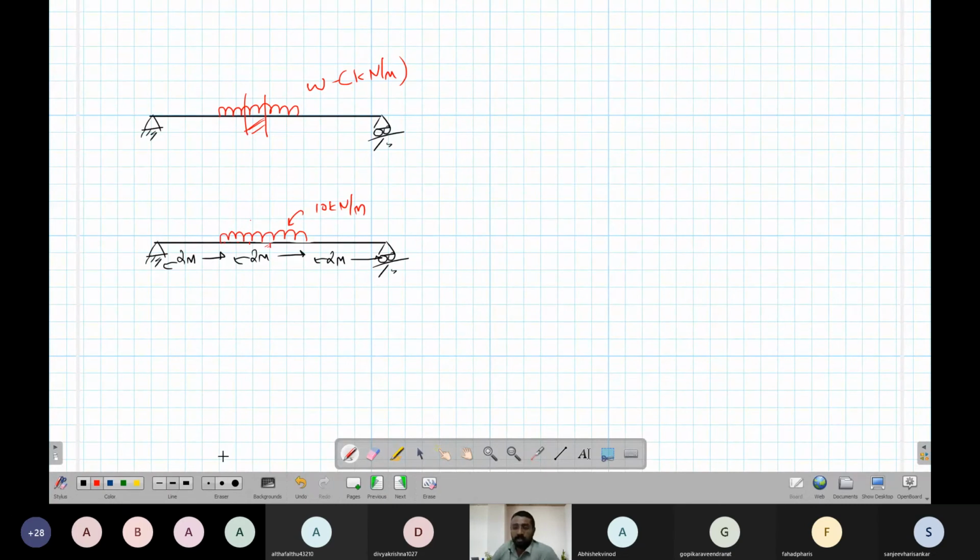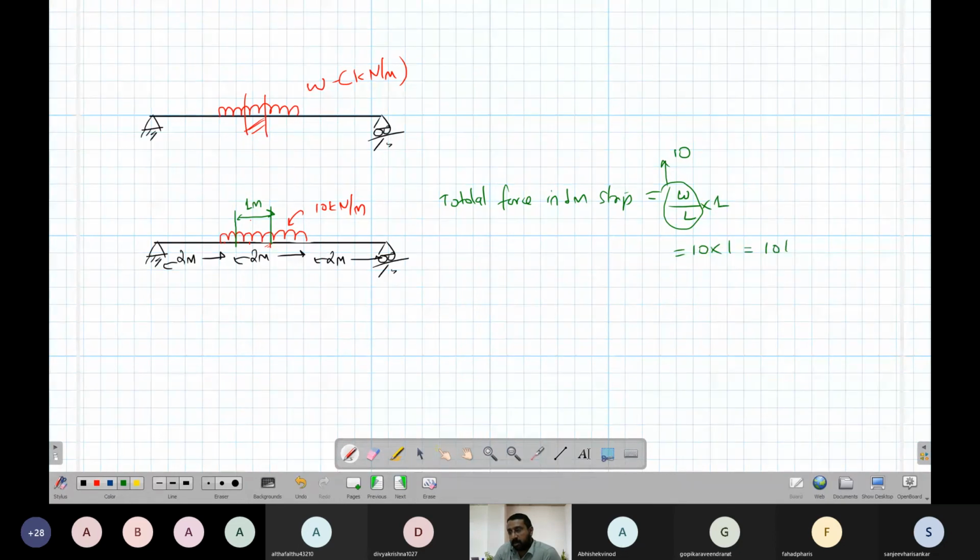Okay. So what is the total load on a 1 meter strip? Let's say I'll take a 1 meter width here. So total force in 1 meter strip is W/L, which is the UDL, 10, into 1. So that means 10 kilonewton.